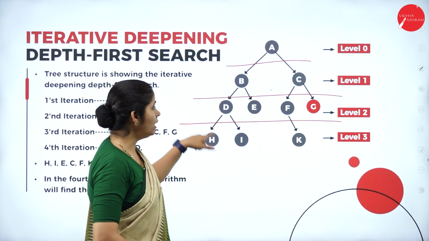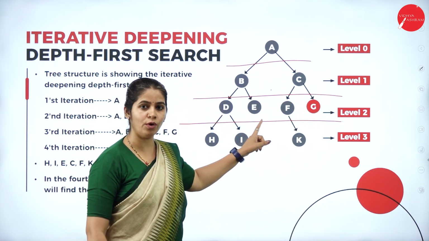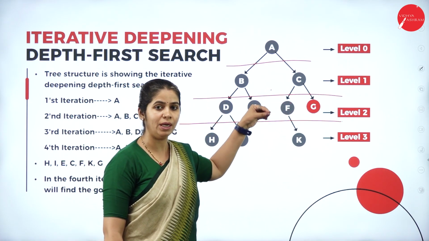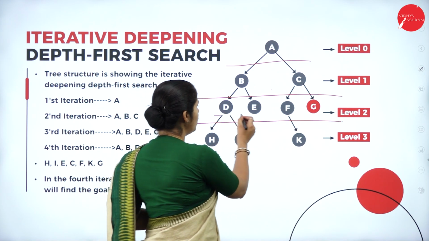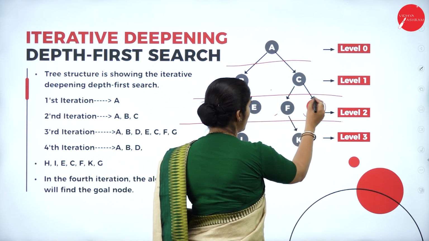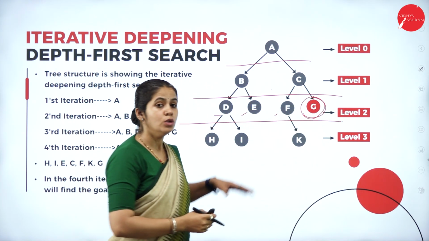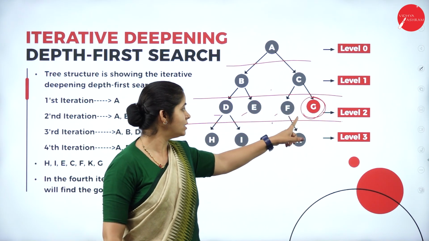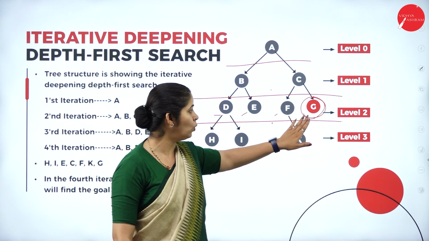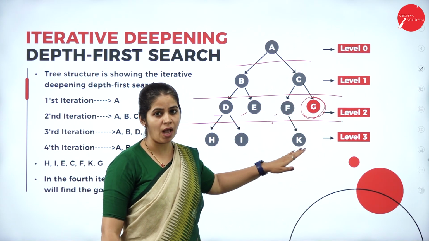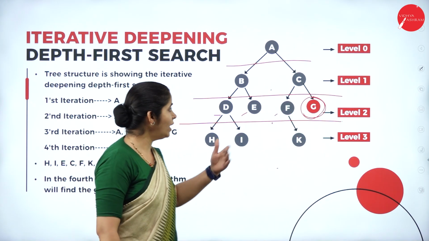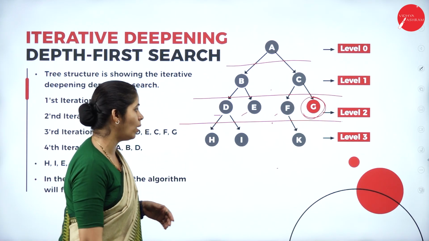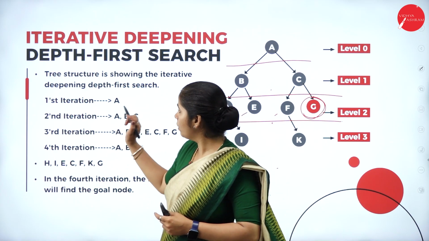If it is not present, then it will increase the limit of the search to level 2. Right, so here in level 2 we have more nodes, so the probability of getting the goal node is a bit high. Among D, E, F and G, we get the goal node here. So it will stop the execution then and there when we receive the goal node. It won't extend the limit to the next level. So what exactly are we doing? We are extending the limit only when we require it.